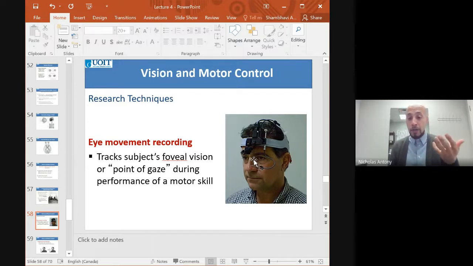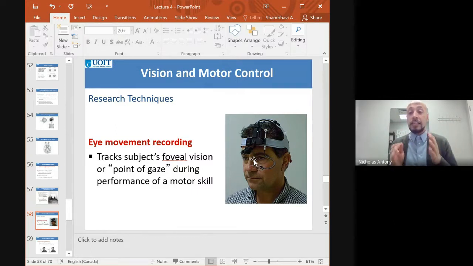So yes, vision is the most important for everyone in motor skills, but people that are really good at a motor skill are better at using their vision because they can point out what is the most important. Whereas when you're new, you're looking at everything and trying to figure out what's the most important from vision. Does that make sense?